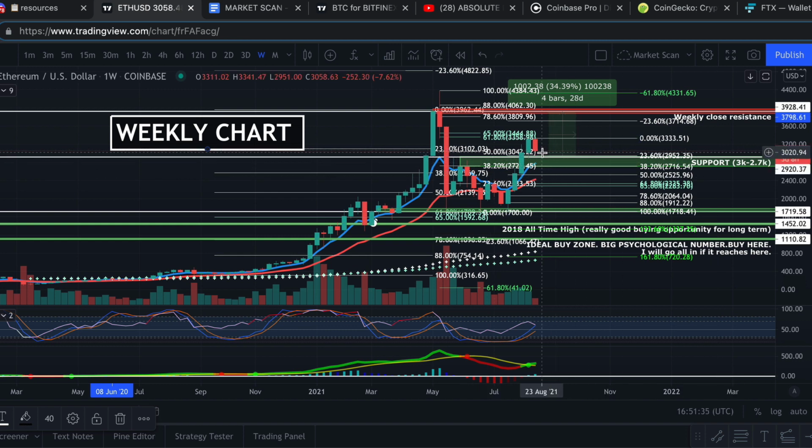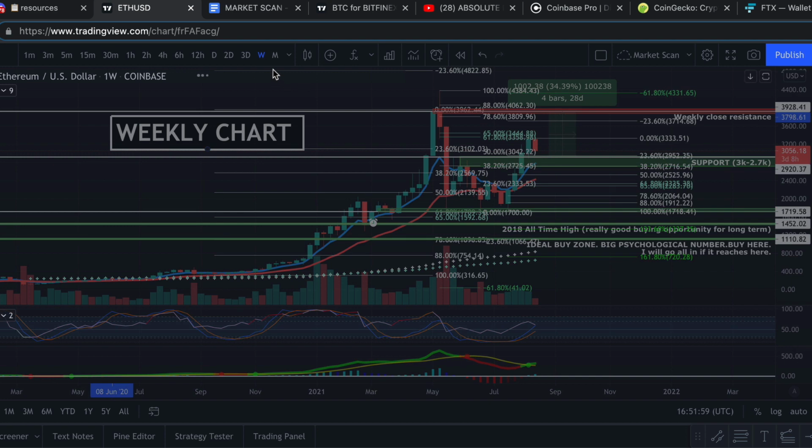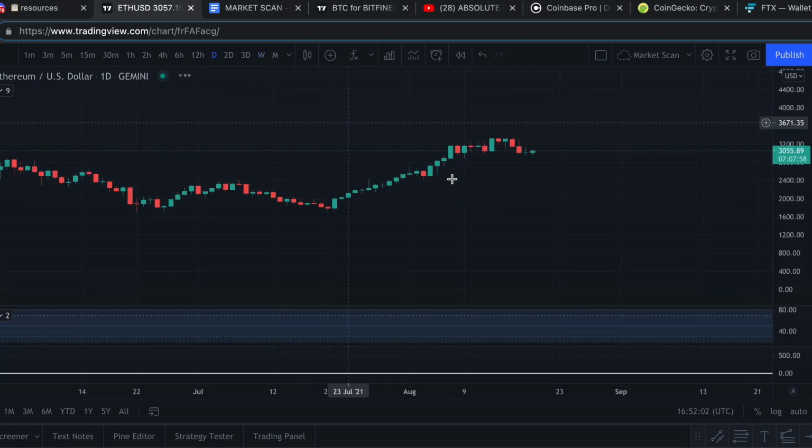I do believe the price will continue to fall within the next week or two, and it'll crash to here and then come back up. One of my orders has already been hit, but I think it'll go down below 3,000 again. So that's Ethereum on the weekly, and then we have Ethereum on the daily.